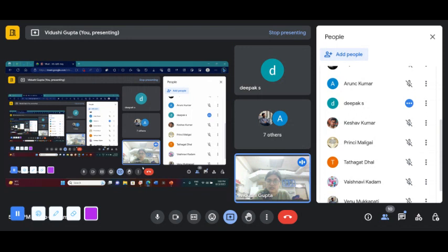Does anyone else have doubts? If you feel my speed is too fast, I might reduce it, you can give suggestions as well. Is everything clear, what I taught today or in the previous sessions?